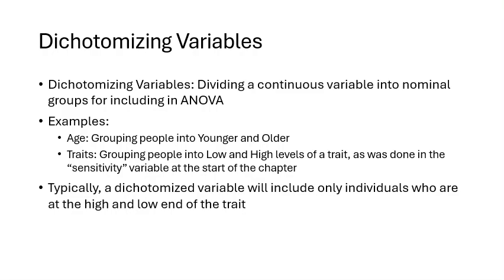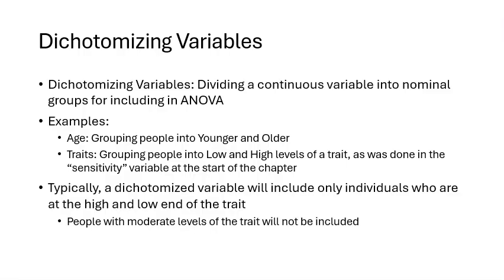So typically, if they're going to do this, they're going to dichotomize it and get rid of the people at the middle levels of that variable and use only people who are at the highest and lowest end of the trait. So the people with moderate levels won't be included in this particular study. And the reason they might do that is it allows for greater distinction of the impact of the trait. If we include the middle people, the effect would be blunted.